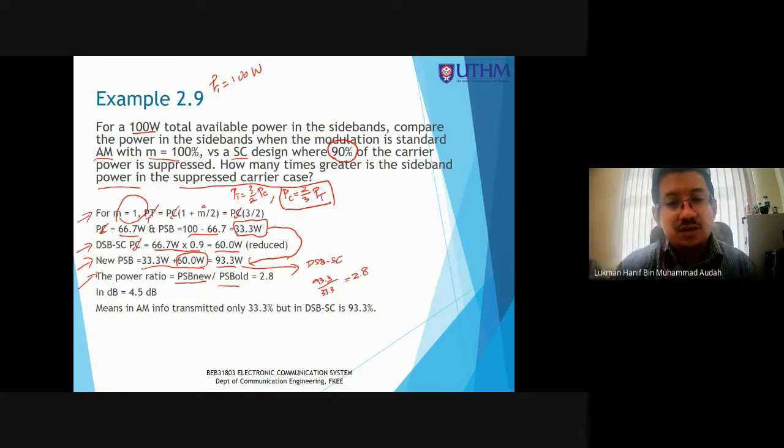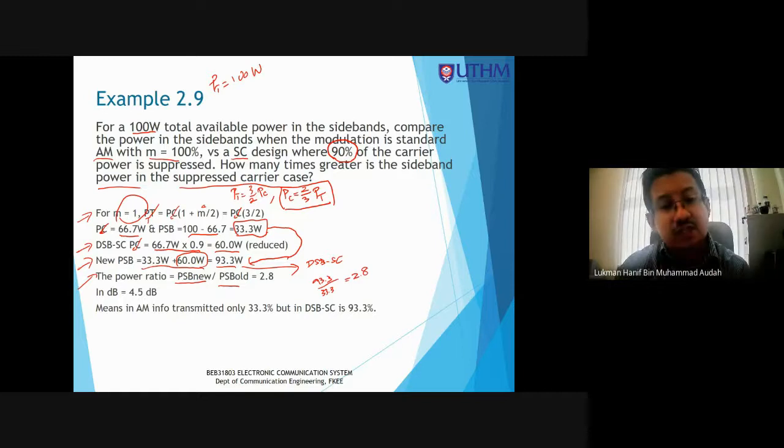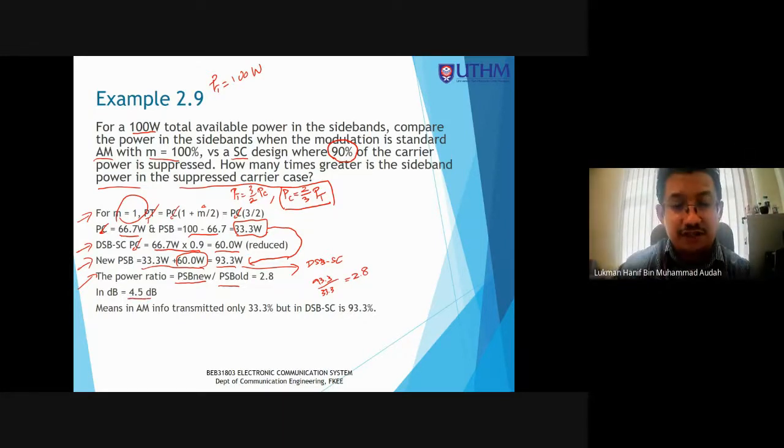2.802. So this 2.8, if we convert into decibel, 10 log 2.8, you akan dapat 4.4716, which is 4.5. Dibundarkan di sini 4.5 dB. So that means the power of the sidebands in the suppressed carrier is 4.5 dB higher compared to the power of the sideband in the full carrier.